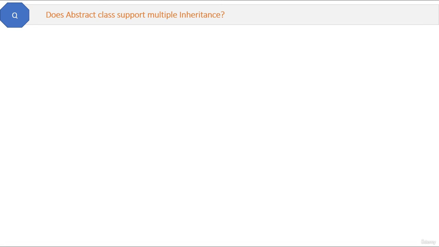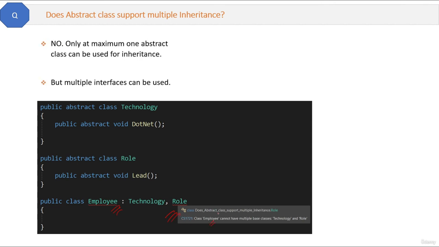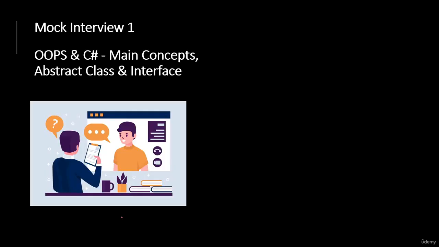Does abstract class support multiple inheritance? See the code. We try to inherit two abstract classes in the derived class here at the bottom, and the compiler error is showing. So the answer is no. Only a maximum of one abstract class can be used for inheritance, but multiple interfaces can be used, right? That is not exactly multiple inheritance, but an alternative way of it. I hope it's clear. Now it is practice time.